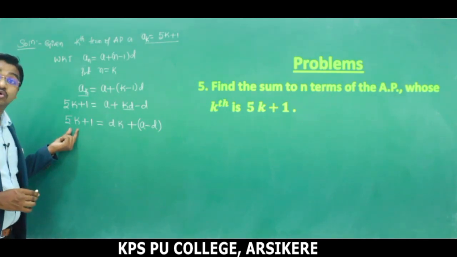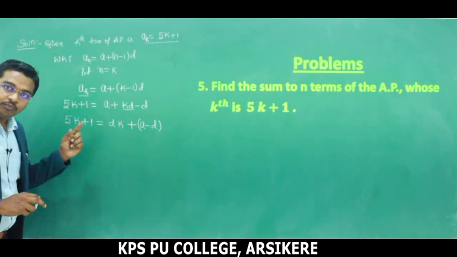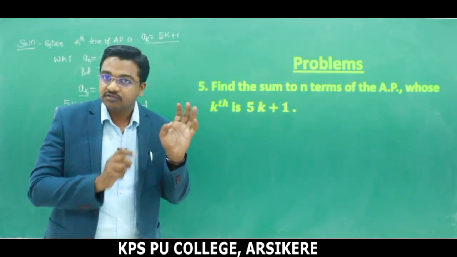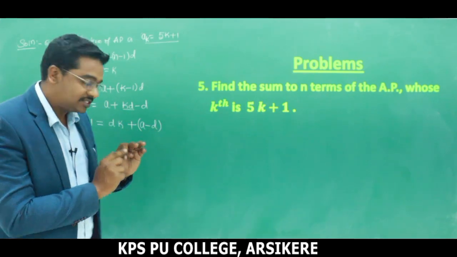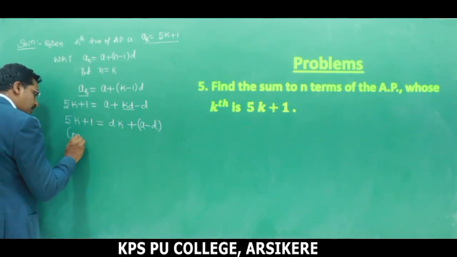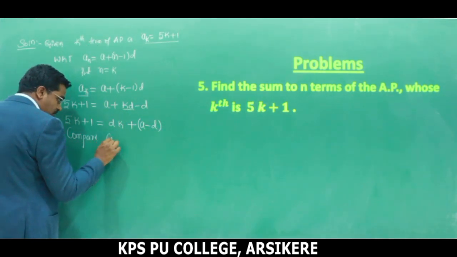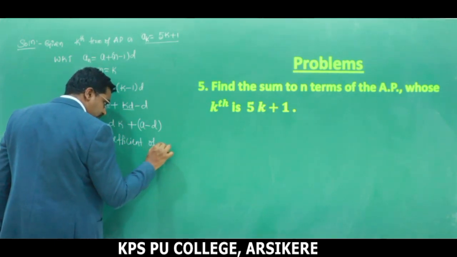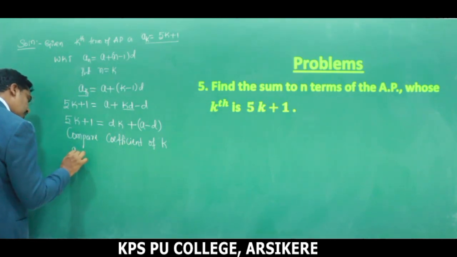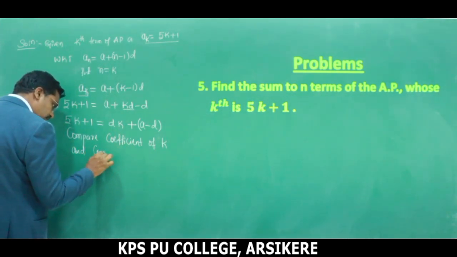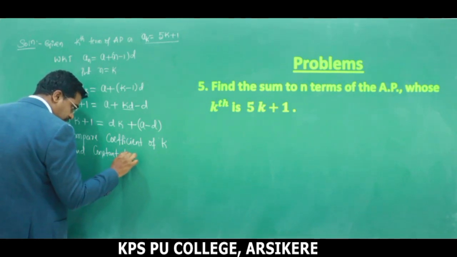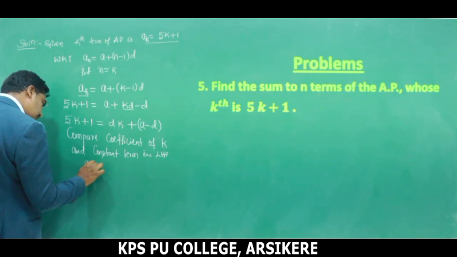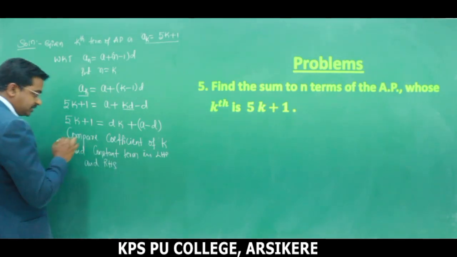So now compare the coefficient of k on both sides. Here we have to obtain the value of a and d, that is the first term and common difference. Compare the coefficient of k and the constant term in the LHS and RHS, on both sides.